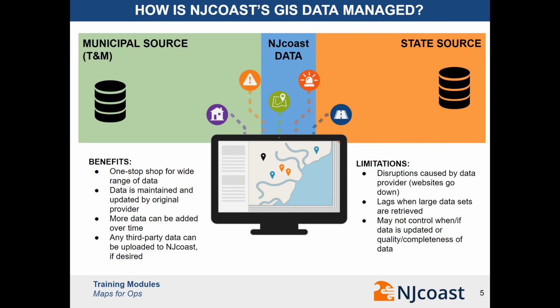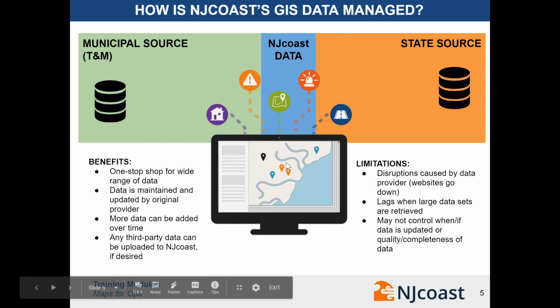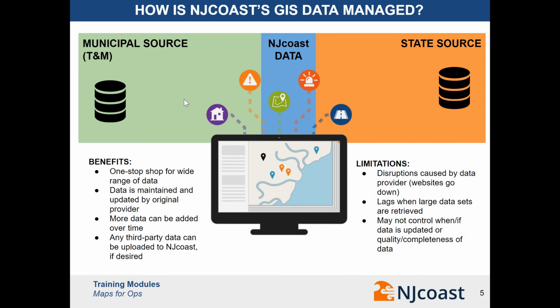Now, in terms of how NJcoast functions as a data repository, we had an approach that's considered what's called a federated model. And what a federated model is that your website, your browser that you interact with as a user, is actually connected on the backside to a number of data sources across the state. Some of the data is coming in from a municipal source. So for some municipalities, they might be working with a provider such as T&M Associates, who are curating and maintaining their GIS layers for them on a local server.